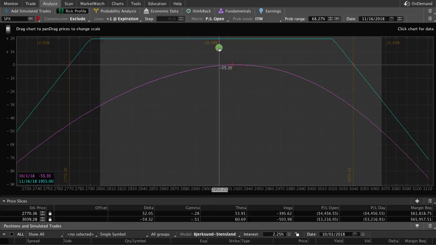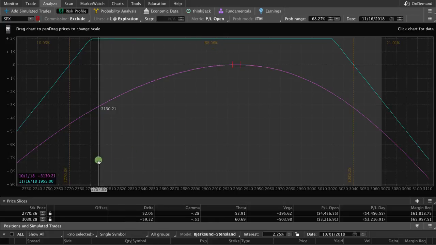Now in reality, we are rarely going to hold these trades all the way to expiration, so our probability of making money on this trade in real life trading is much higher than 68%. But in this case, for this example, if you were to hold it all the way to expiration, your probability of profit is just over 68%.